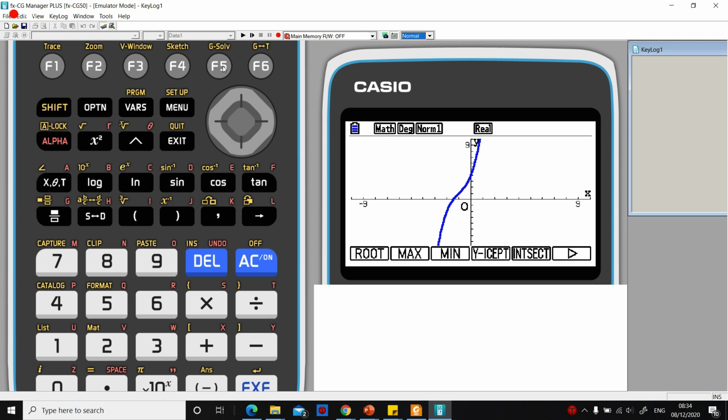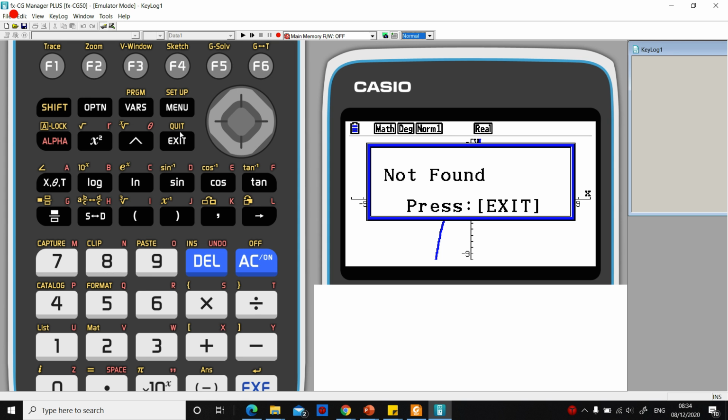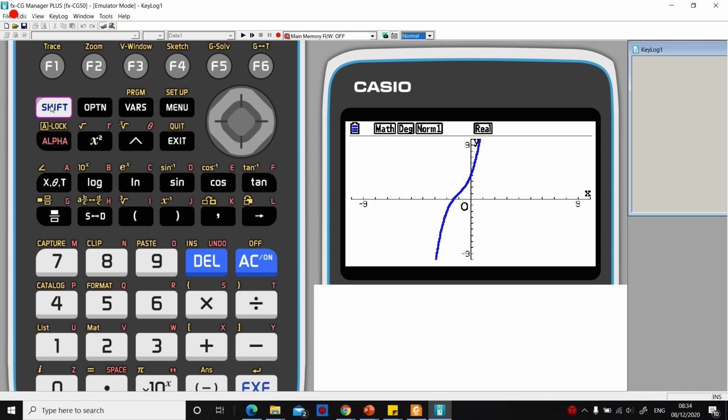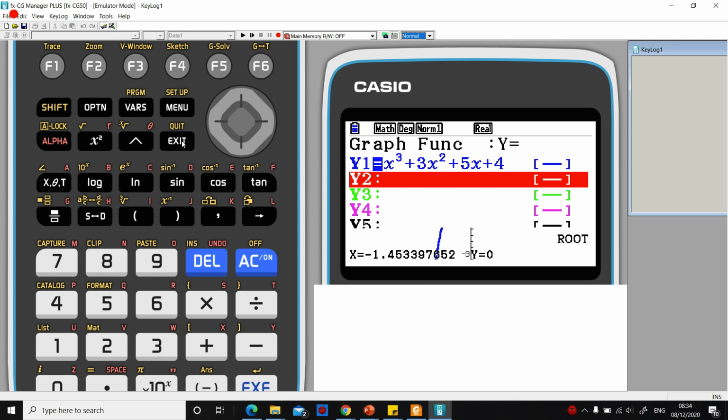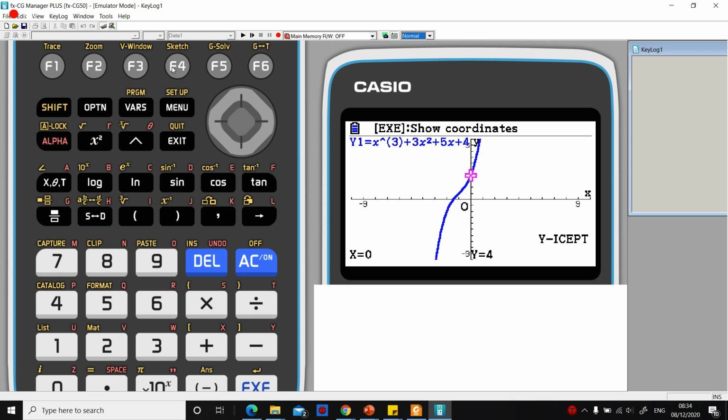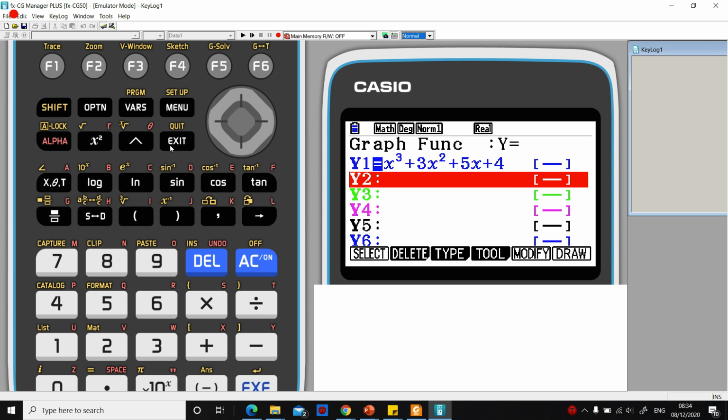G-Solve, min. This one is a special function. Clearly there's no minimum or maximum here, so we can't really look at it in that sense, but we can find the y-intercept. Shift, G-Solve, intersect, we got the root. If you want the root of the equation, the root is here, and if we want the y-intercept, G-Solve and y-intercept. That gives us the y-intercept 0, 4. It's very important to look at a graph and be able to find the y-intercept.